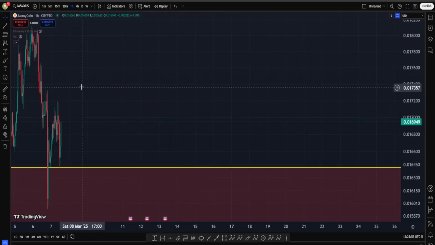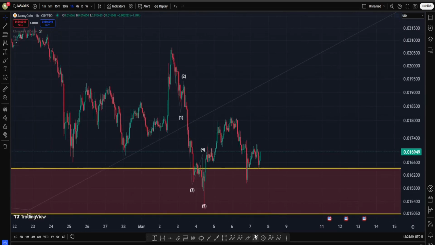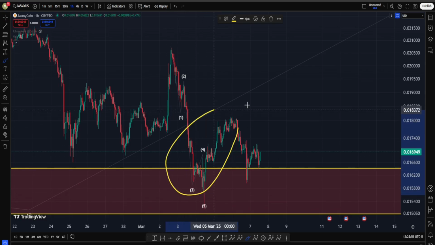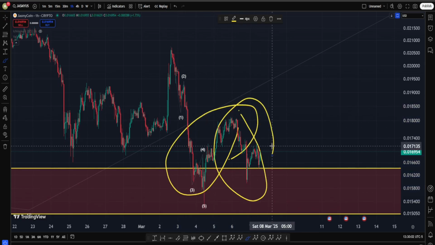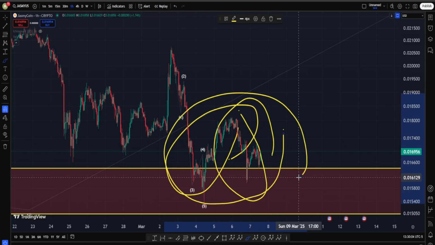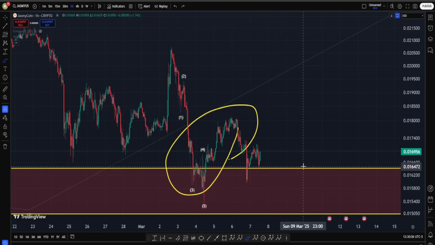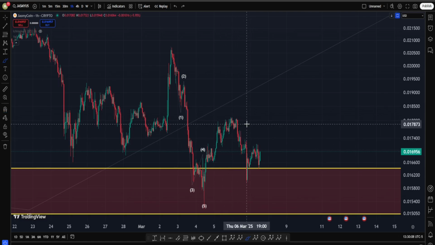Okay, so since we talked about JasmyCoin in the previous video, as you can see, we got this small bounce followed by this move on the downside. And in today's video, I'm going to talk about these moves and I'm going to tell you why there is a chance that we are going to have at least another move up in Jasmy in the short term.